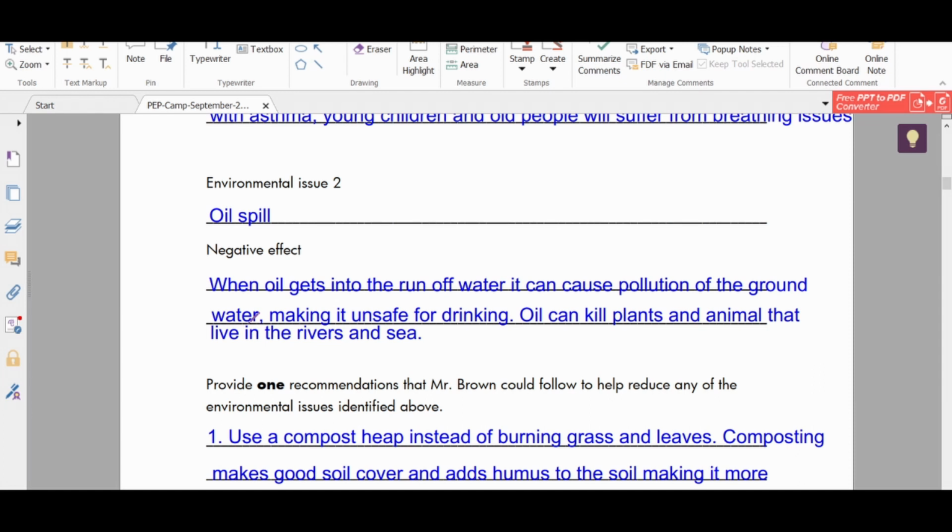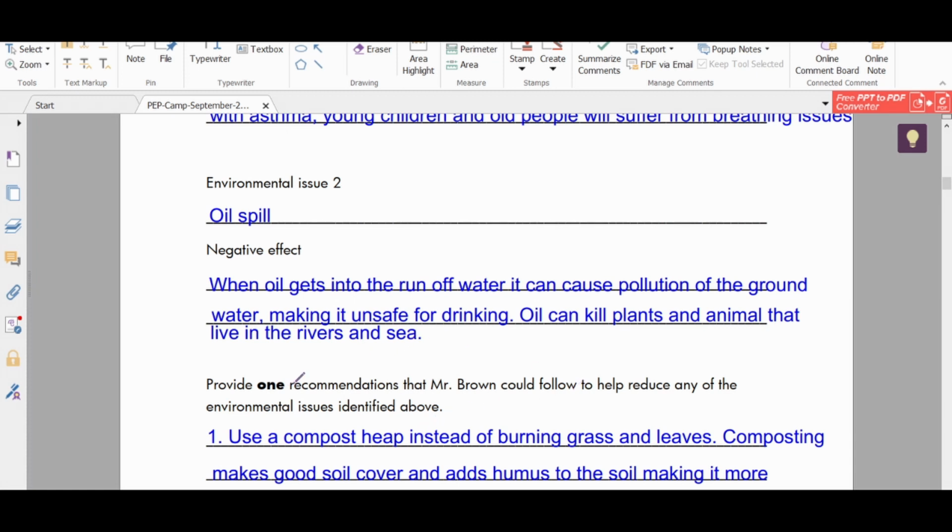If we have tankers that spill and so on, every mickle makes a muckle. No matter how small it appears to be, it's still going to affect the environment, making it unsafe for drinking. The oil can kill plants and animals that live in the rivers and sea. Oil does not necessarily stay in one place. It will move around with the flow of the water, and if it gets into the sea, it can cause damage there.